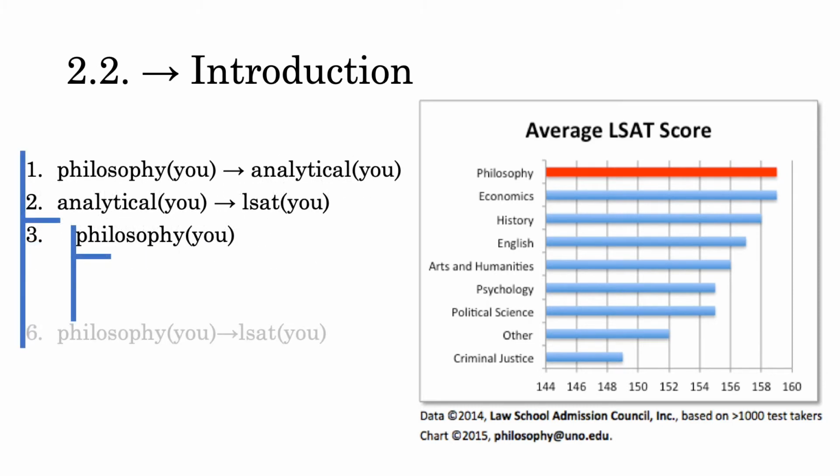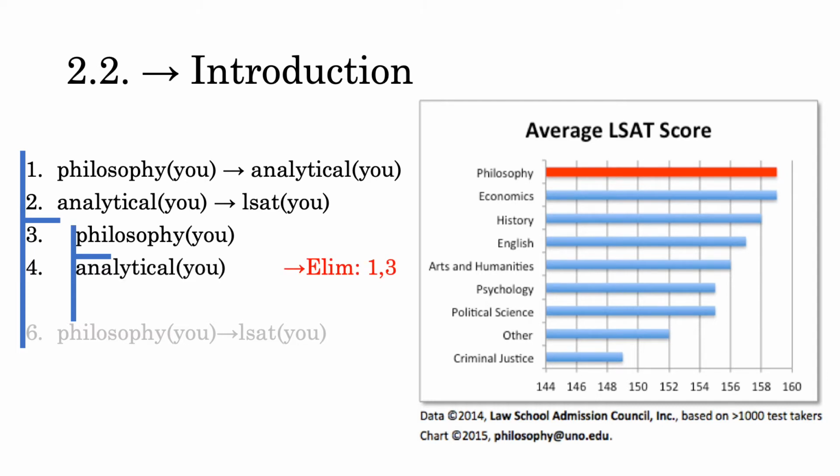Okay, so arrow introduction says that we have to set up a subproof where the antecedent of the conditional we want to prove is basically going to function as the premise. So in this case, what we want to ultimately prove is if you major in philosophy, then you're likelier to rock the LSAT. And so we have to start off with the antecedent of that in our subproof, which would be that you major in philosophy. This is exactly what we've done on step 3.